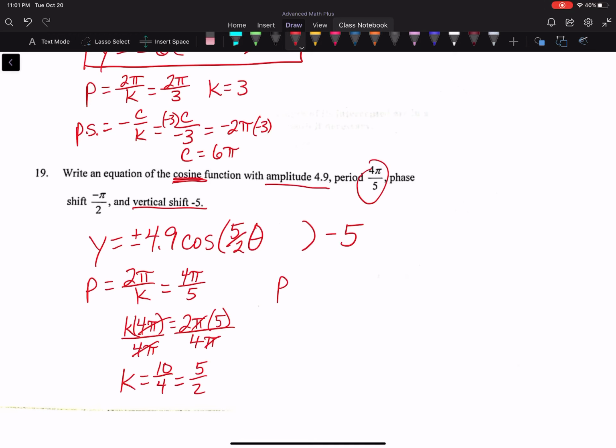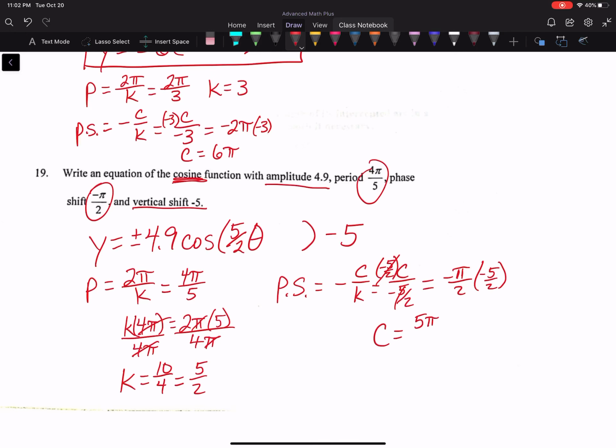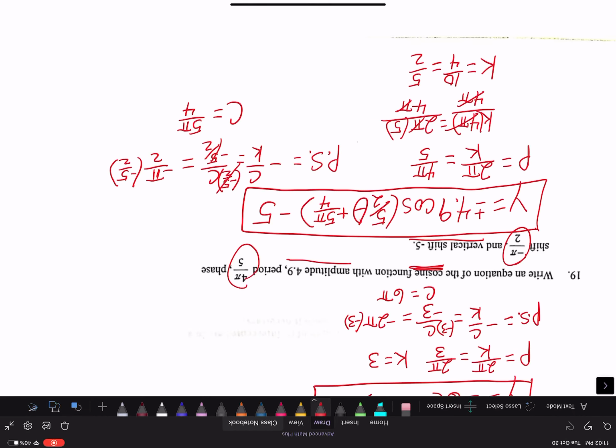And then to get your c, your phase shift, negative c over k. Well, we just found k, so c over negative 5 halves equals your phase shift on this problem, which is negative pi over 2. I multiply both sides times negative 5 over 2 to cancel it. Those will go away. C will be positive 5 pi over 4. So I put plus 5 pi over 4. Done. All right.